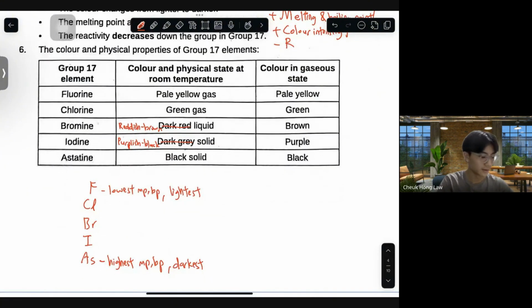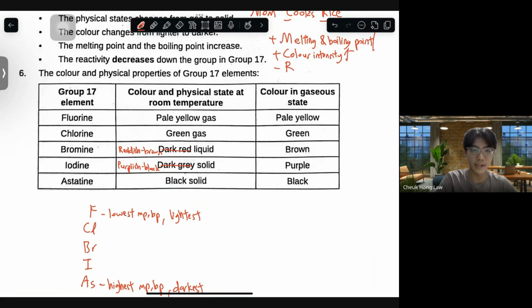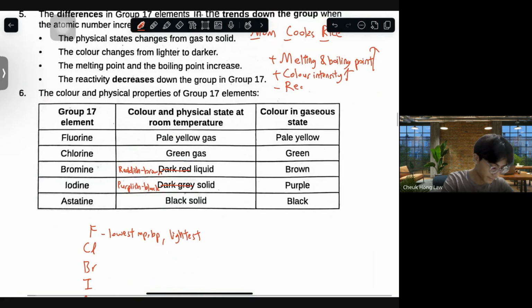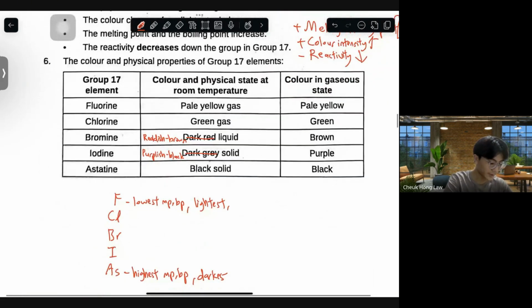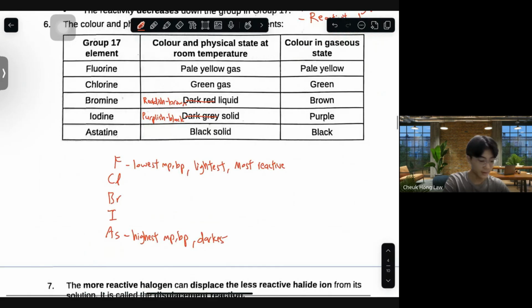It gets darker. R is reactivity again. Reactivity minus, right? So it decreases. Again, opposite of group 1 elements. Reactivity decreases. So fluorine is your most reactive halogen. Astatine is your least reactive halogen.